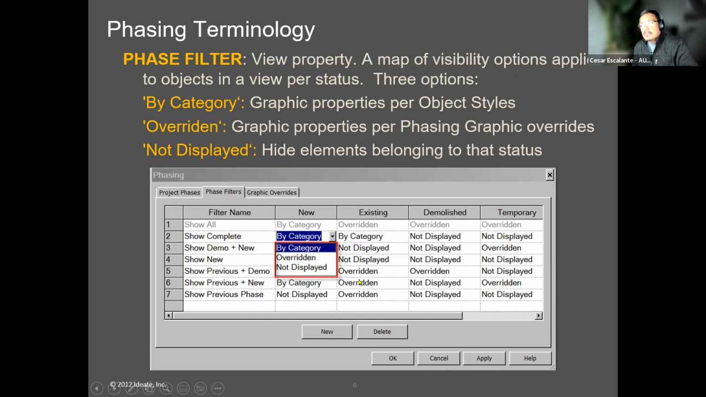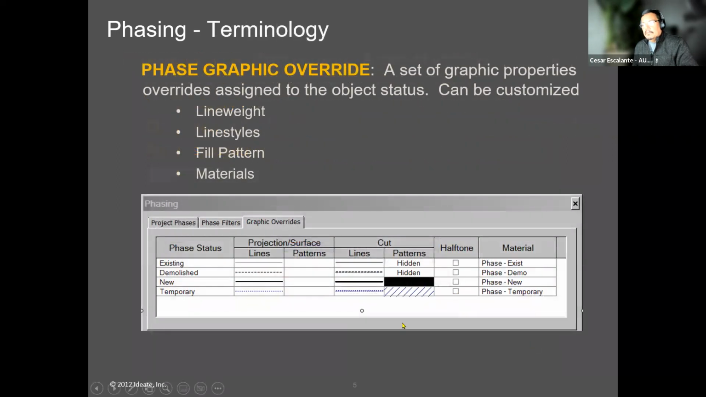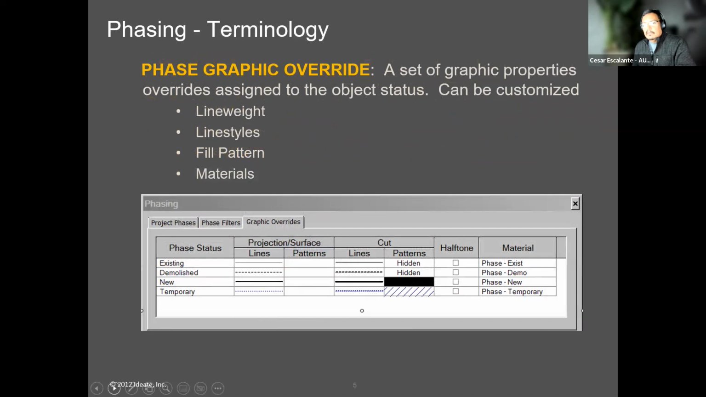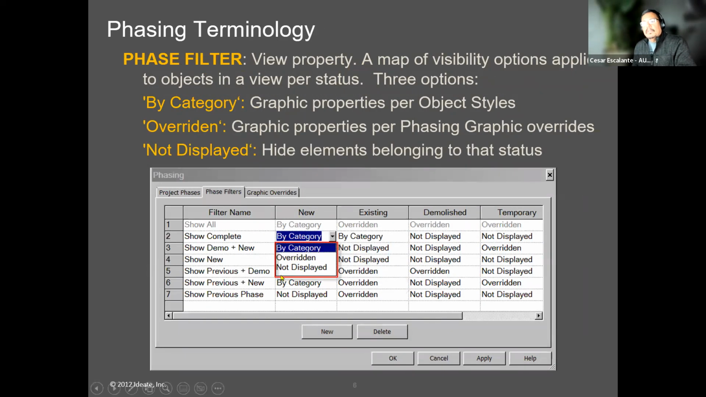Existing elements that were built before the current phase are going to be overridden. What that means is, according to this table, this table is going to kick in whenever you apply the overridden option. And then not display, meaning that it's not going to switch off from the view the demolished objects. And if there's any temporary object, also apply the graphic override. So that's what a filter means.